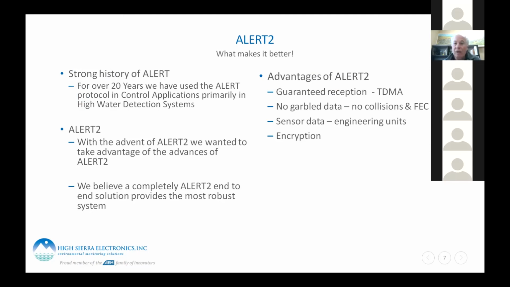It also allows for the sensor data, the stream levels, the GPS and battery level data to be transmitted in engineering units, and more recently encryption. Especially in an application where you're controlling things, encryption is very helpful in that you're not going to have some rogue individual activating your system or deactivating it when it should be active. So those are some of the key advantages that we saw in moving to Alert 2.